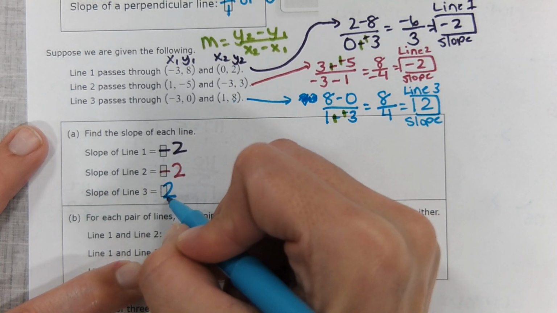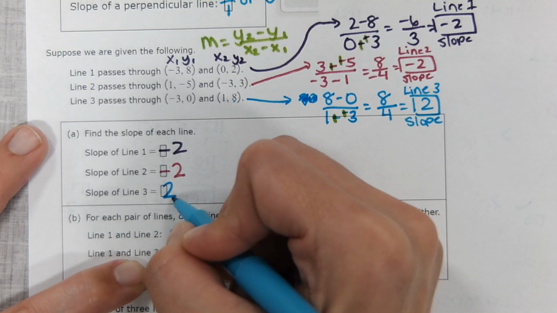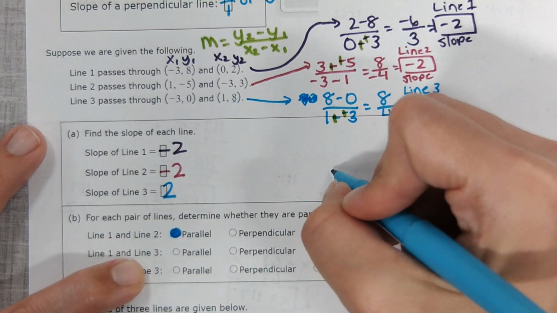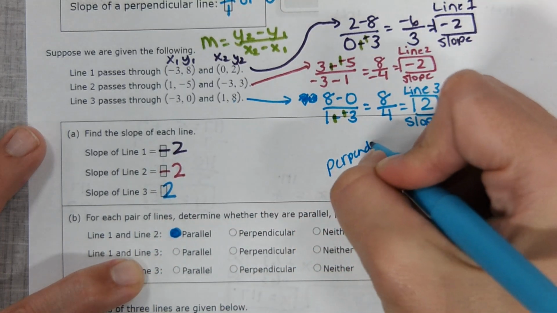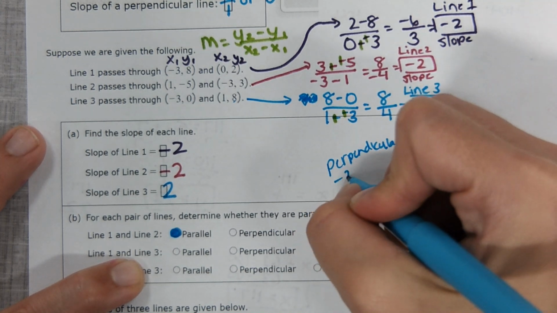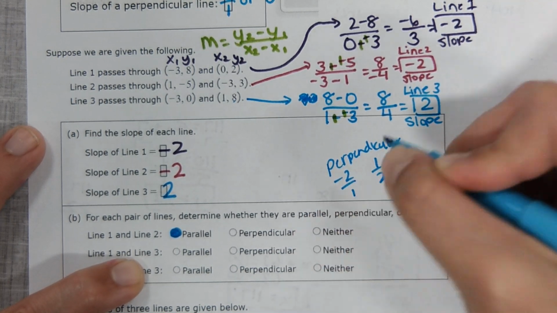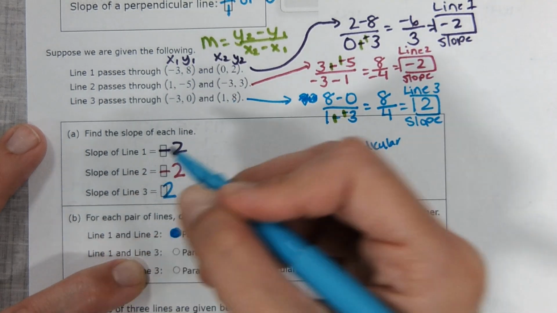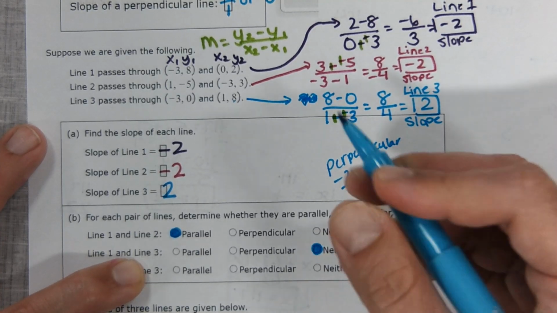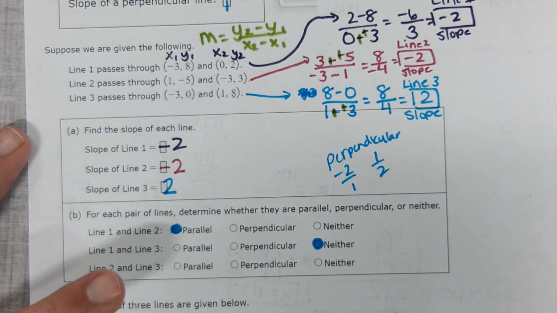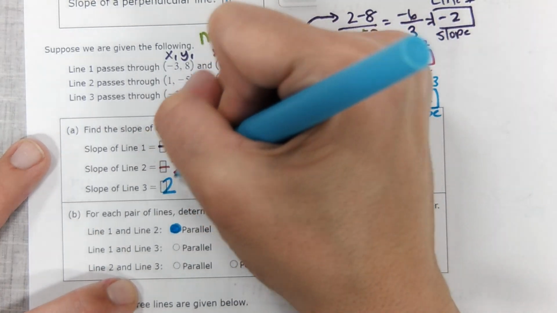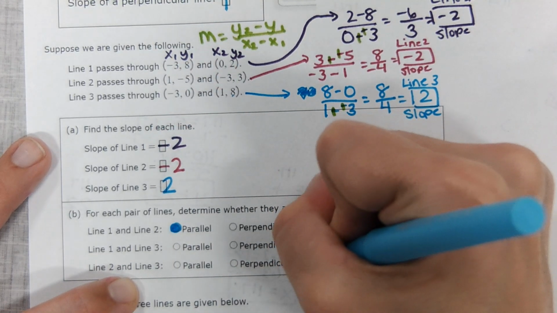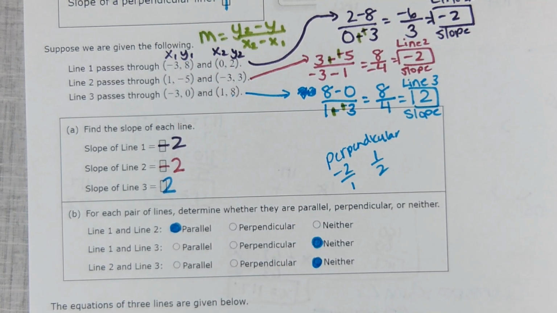1 and 3, not the same slope. If it was perpendicular, it would be like -2 over 1 and +1/2. And we don't have that situation. So 1 and 3 are neither. It's not the same slope and it's not opposite reciprocal. And then 2 and 3, not equal and also not opposite reciprocal, so it's neither there as well.